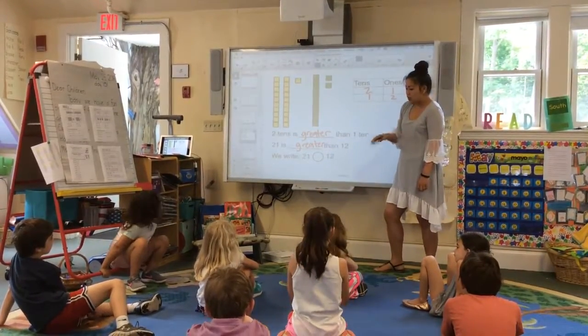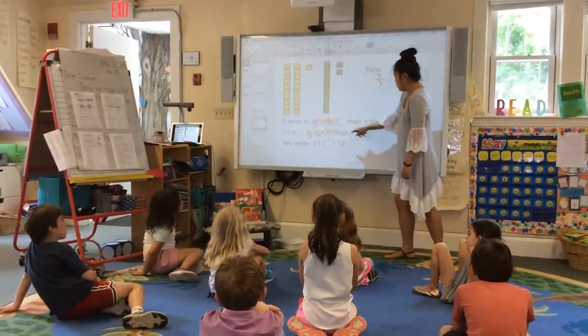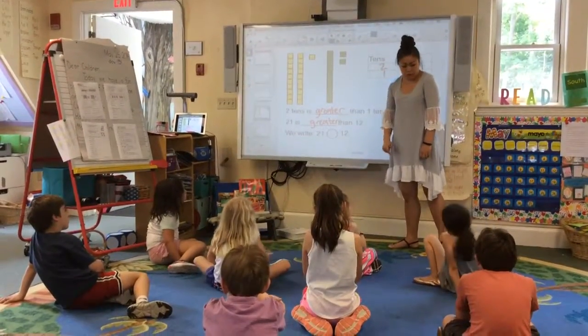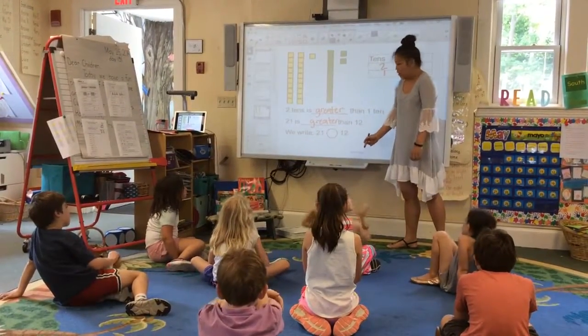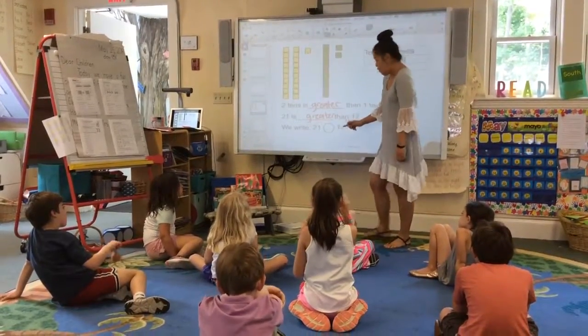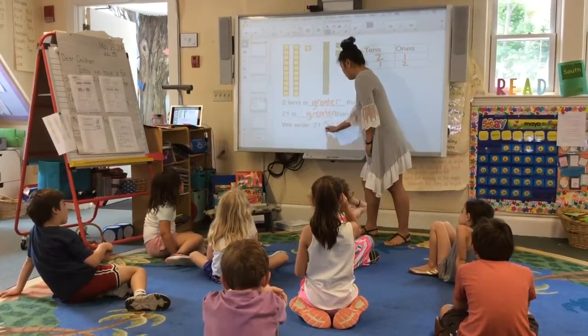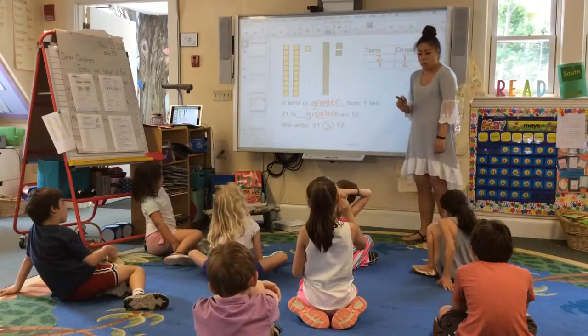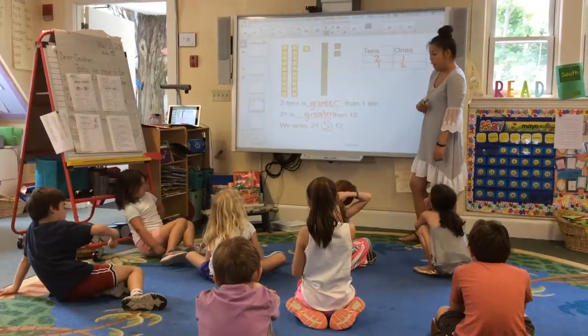This is where the new information comes in. Hey Rory, can you just sit flat on the carpet? Thank you. This is where the new information comes in, so eyes up on the board. We write a symbol that looks like this to say 21 is greater than 12.